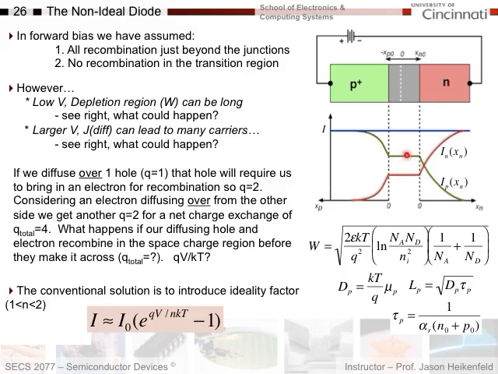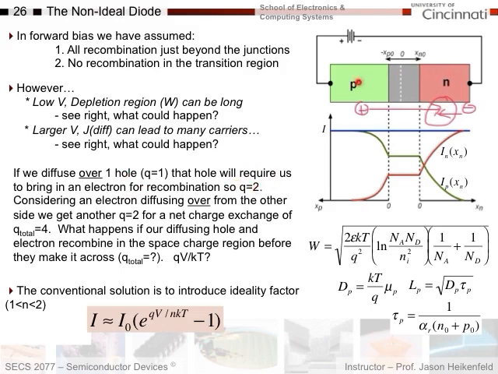So how will this change our diode behavior? Well, let's think about it this way. If I diffuse over one hole, so one hole goes over this way, that hole will recombine over here, and that requires one electron to come in to recombine with it, right? And so the point being that for one hole of Q equals 1, I need an electron to come in that recombines with it, because as the hole recombines, it kills an electron, so I have to bring another electron in to recombine with it. So my total Q for this diode is 2 for that one hole.